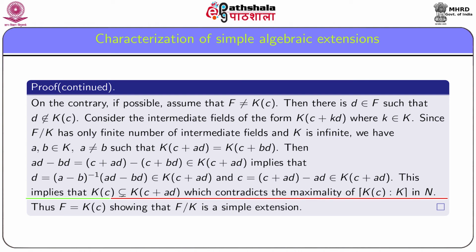Also, c equal to c plus ad minus ad, and hence it belongs to K(c plus ad). This implies that K(c) is a subset of K(c plus ad), and not only that, since d is in K(c plus ad), but d does not belong to K(c), K(c) becomes a proper subfield of K(c plus ad), which contradicts the maximality of K(c) over K in N. Thus, our assumption that F is not equal to K(c) is false, and it follows that F is equal to K(c), showing F over K to be a simple extension. Thus, we see that an algebraic extension F over K is a simple extension if and only if it has finite number of intermediate fields.